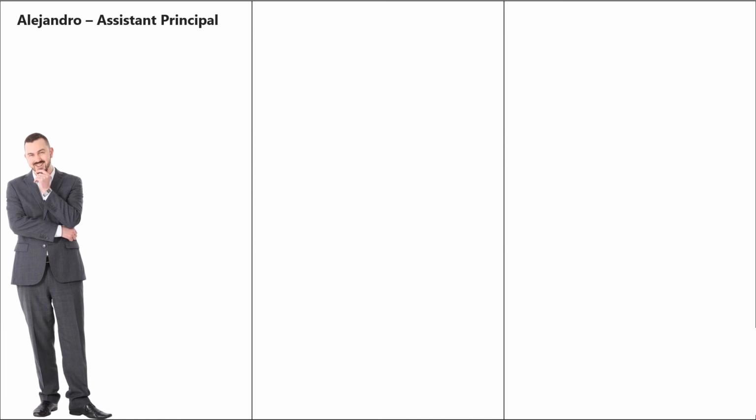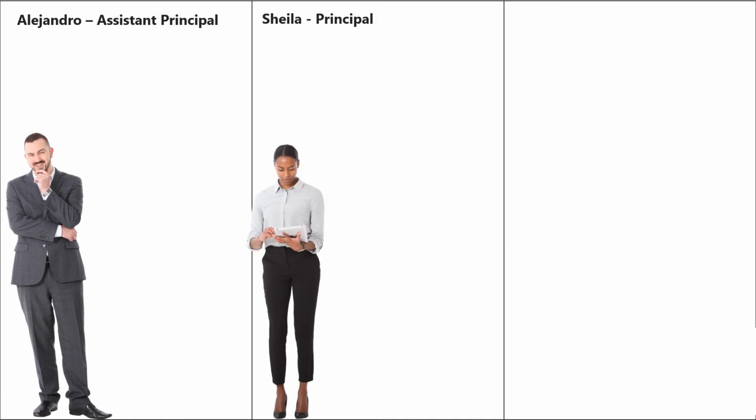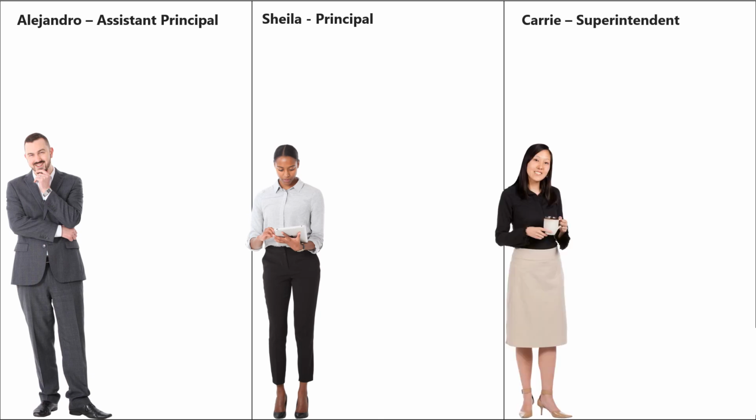Let's put all of this together. Here's one example of what this could look like. Meet Alejandro, who is an assistant principal and a teacher appraiser. Sheila, who is the principal of Alejandro's school and his manager. And Carrie. Carrie is the school's superintendent. Let's look at what each person on this team does throughout the year to make sure teacher observation data is highly calibrated. Let's start with Alejandro.